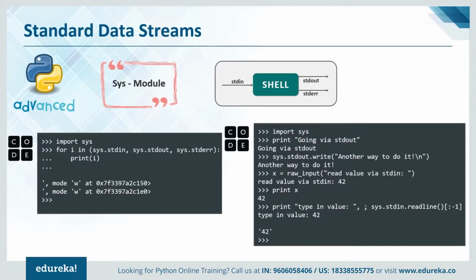Then we have x is equal to raw_input. It says read value via stdin. Again, the value read is 42. As soon as we print, x becomes 42. X is printed. Next, type in the value.